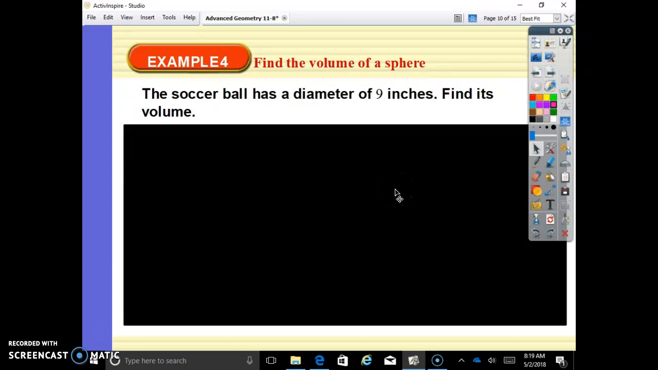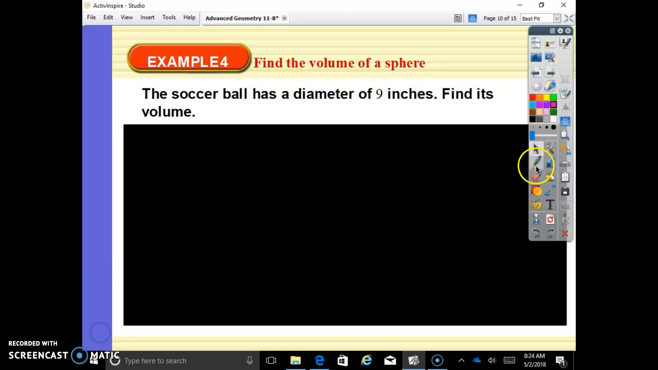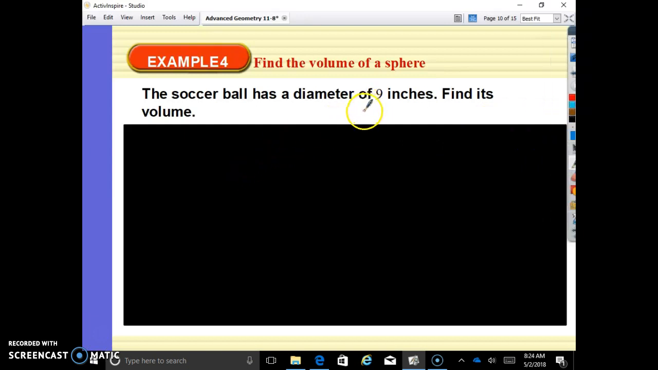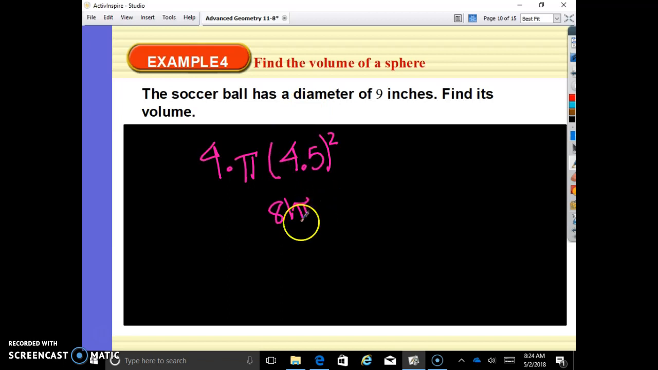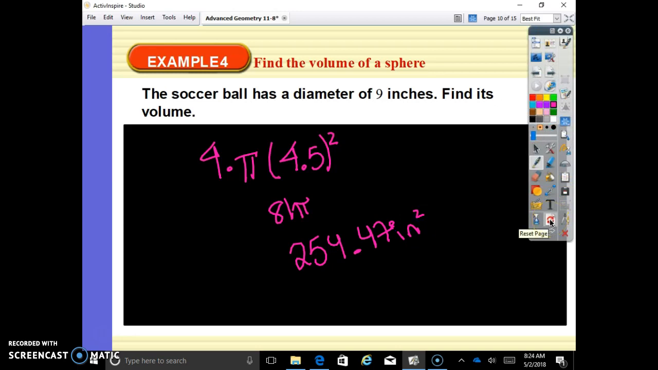The soccer ball has a diameter of 9 inches. Find its volume. Pause the video and attempt this one on your own. So on this one, the diameter is 9, so the radius would be 4.5. Pi r squared is the area of a circle, and there's 4 of them, 4 pi r squared. So 4.5 squared times 4 is going to be 81 pi, which is approximately 254.47 inches squared. Isn't it still pi long? Oh yeah, wow. So that would be our surface area.